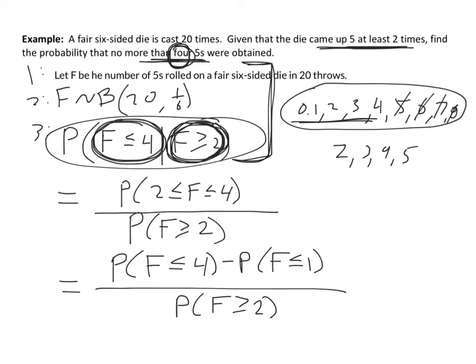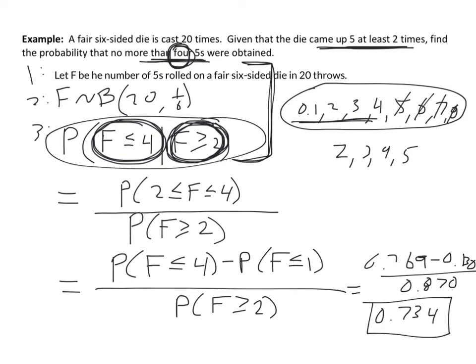At this point, I find these 3 things in the calculator, and I do that computation. So I got these to be 0.769 minus 0.130, sorry I ran out of space there, divided by 0.870, and this wound up being 0.734. So we've now done 2 examples of problems where conditional probability and the binomial distribution can interact with one another.